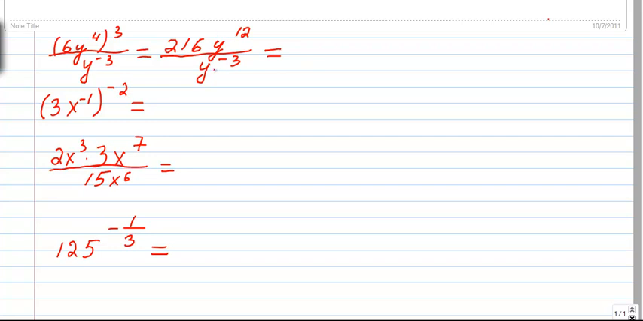Next, we will apply the quotient rule, and we need to subtract. The interesting point here, in the denominator, the power is a minus, but nothing wrong with this. We just apply the rule directly. So that becomes 216, and we need to subtract the powers according to the rule. So we subtract 12 minus, and we are subtracting minus 3. This is what we do.